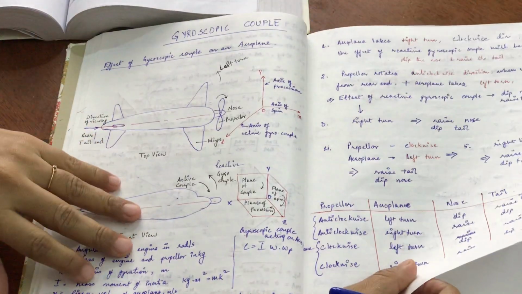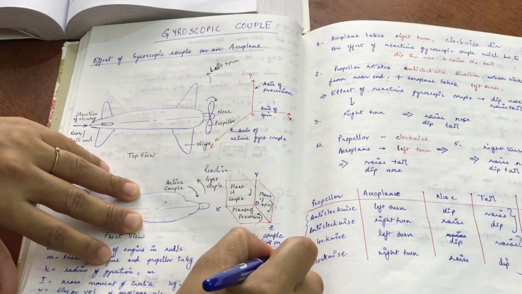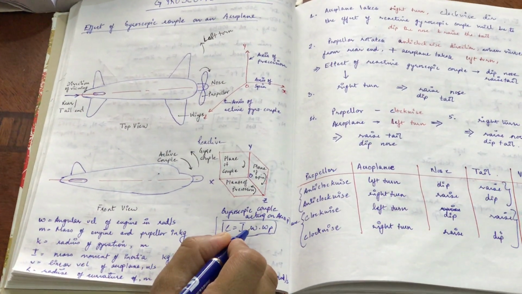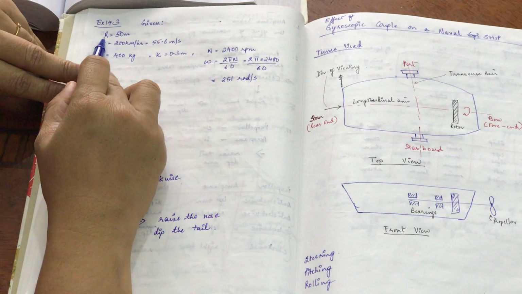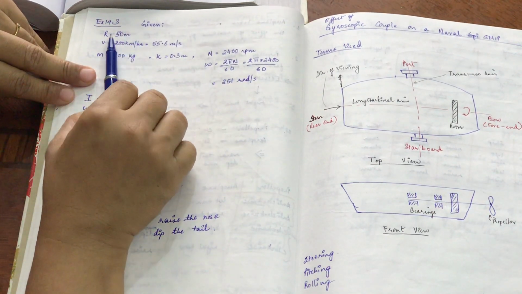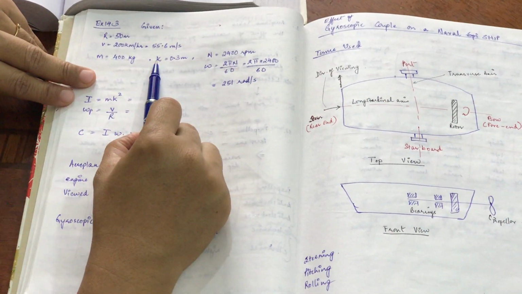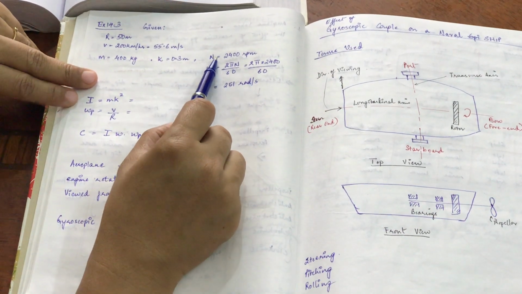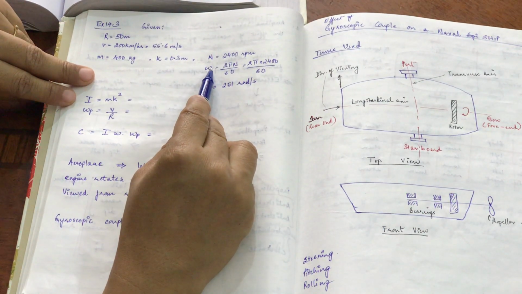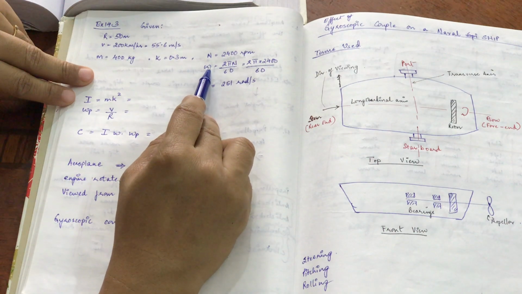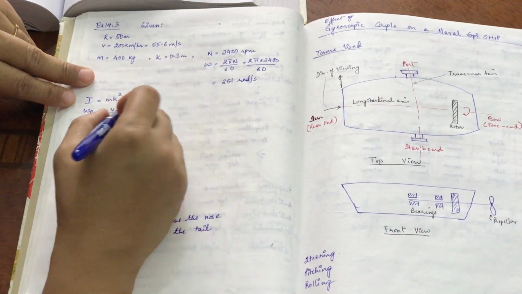So we saw that the gyroscopic couple can be calculated with this formula: C = I multiplied by omega and omega p. In this example, the radius of turn is given as 50 meters, linear velocity of the plane is given, mass of the engine and the propeller is given, radius of gyration is given, and speed of the plane is given. You can find the angular velocity of the engine, 2 pi N by 60. Substitute the values and you will get 251 radians per second.